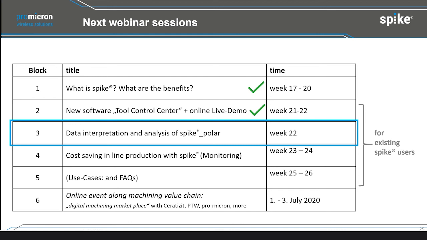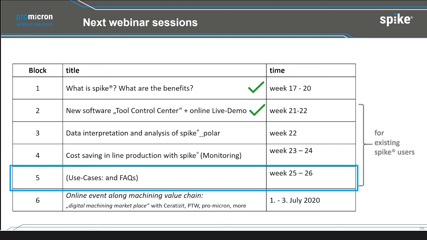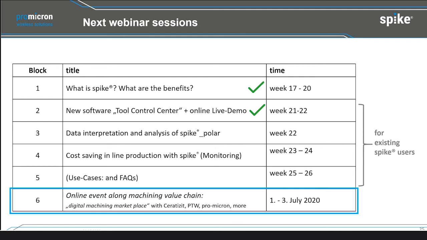And the next part will be the data interpretation, where we want to train you and help you to read your data more professionally, to identify processes which need monitoring. And in the fourth session, we will explain to you how to run this project and how to achieve an amortization within 1 year. User cases will also be shown to you, and we will have this online event where we will also invite you separately, and soon during the next weeks you will receive the invitation.